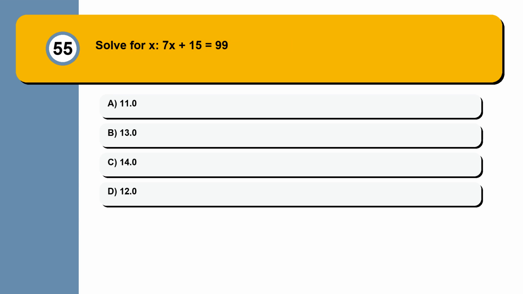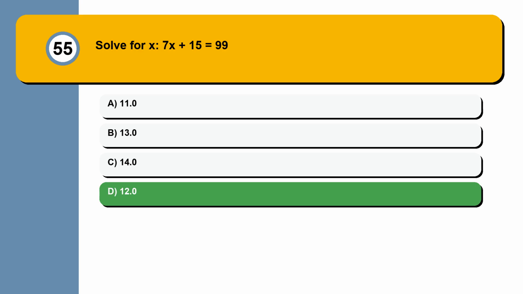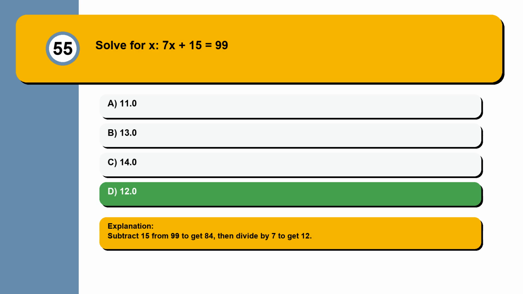Question 55. Solve for x. 7x + 15 = 99. 11.0, 13.0, 14.0, 12.0. Subtract 15 from 99 to get 84, then divide by 7 to get 12.